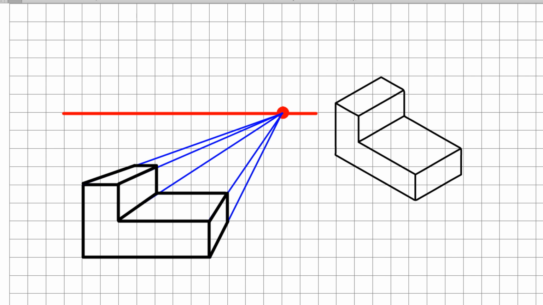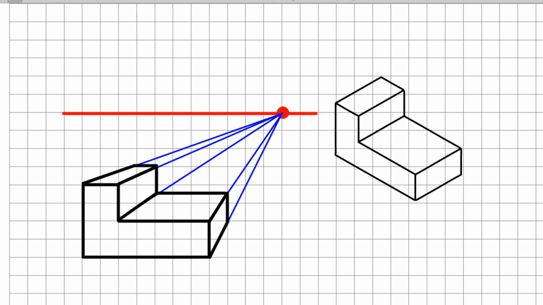And now we have a one-point perspective drawing totally completed. As you can see, the front view, or the total width and total height, is correct, but the depth looks a little funky, and there's not really any parallel lines when we're talking about depth. They all go back to a single point called the vanishing point.